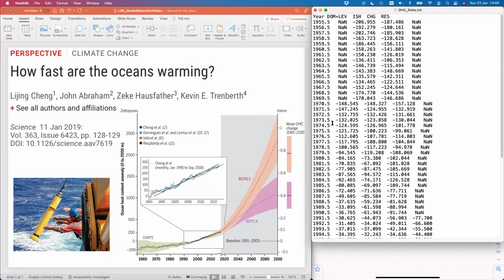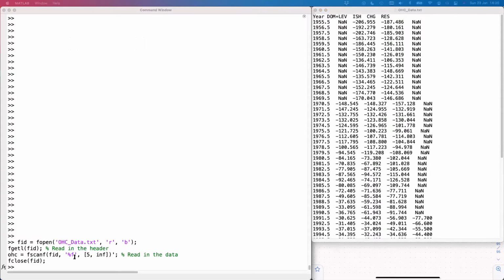So I've taken the liberty already of preloading that data into MATLAB. Here we are. So just to very briefly talk you through what I've done: I've opened this exact text file that I'm showing here, scanned it in so that these 5 columns end up in this matrix OHC here. And we're going to construct some simple models of this data that will demonstrate the various model selection techniques that I want to talk about.